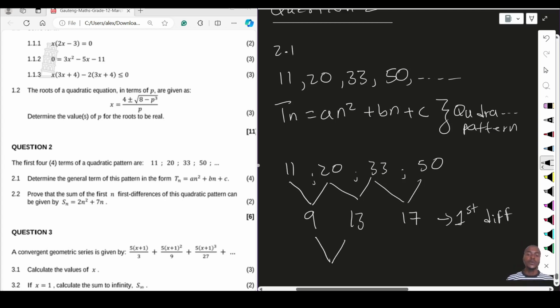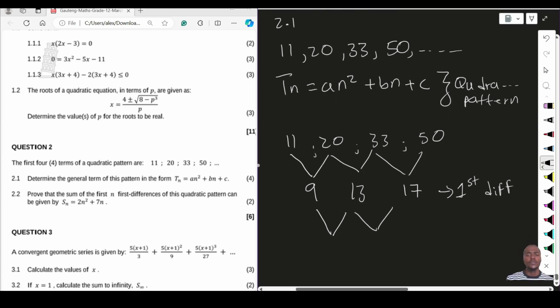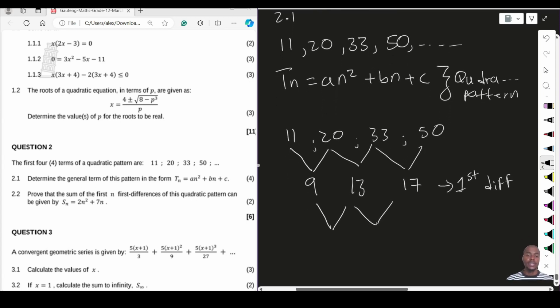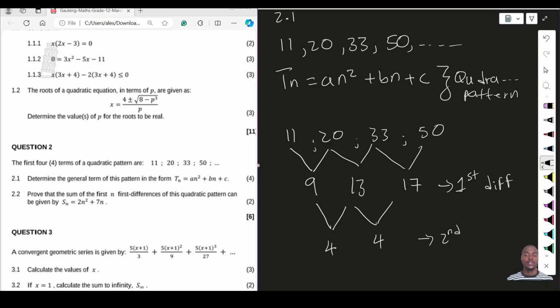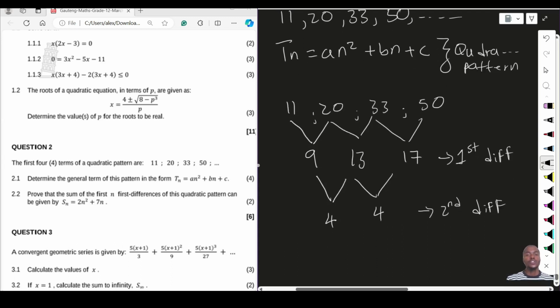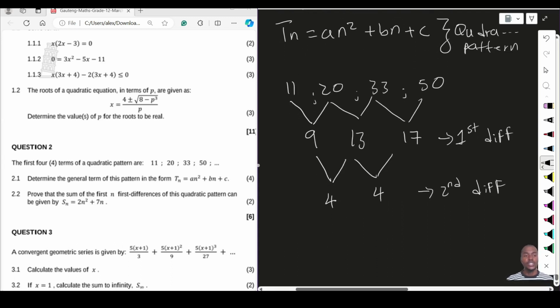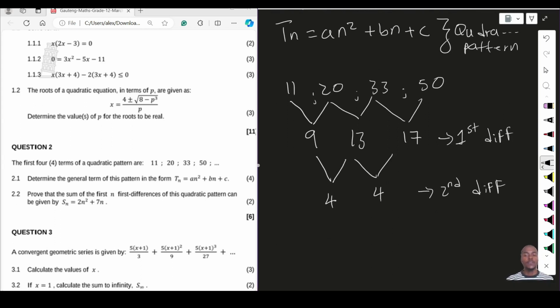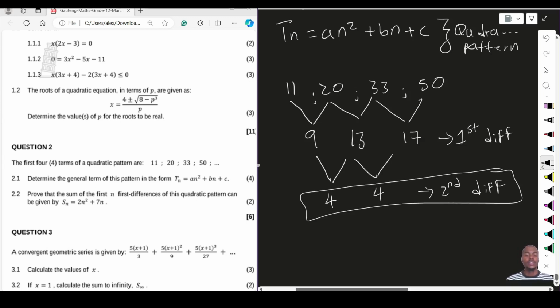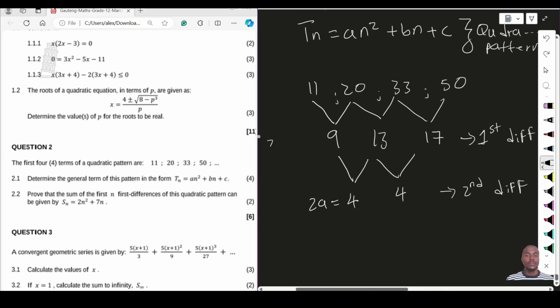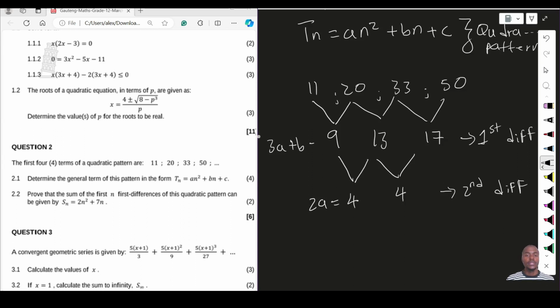Then now we are looking for the second difference. Let's take a look what will happen. 13 minus 9 is 4. 17 minus 13 is 4. This is your second DIFF for difference. So now what you should remember is when you're trying to find the general term, you must know that for the second difference, we have 2a equals 4. After finding a, then 3a plus b equals 9.